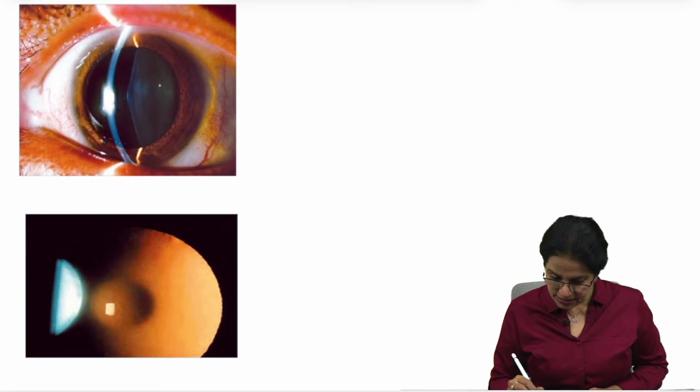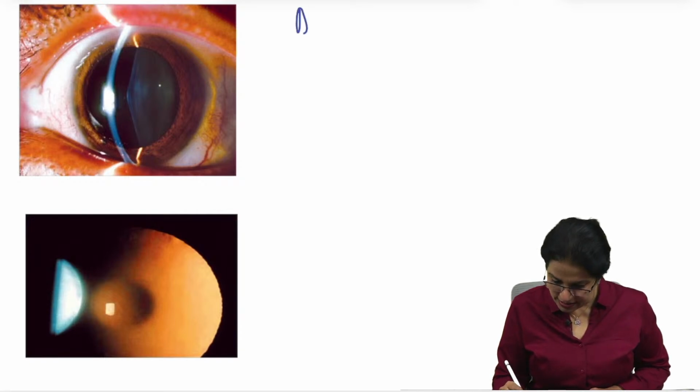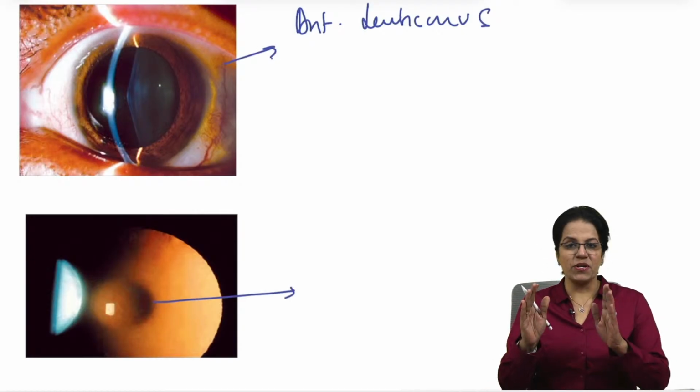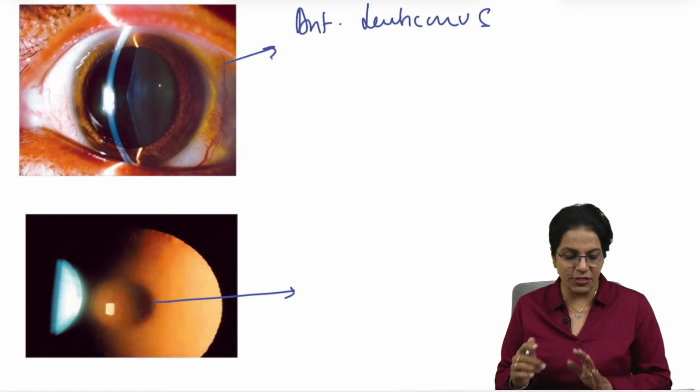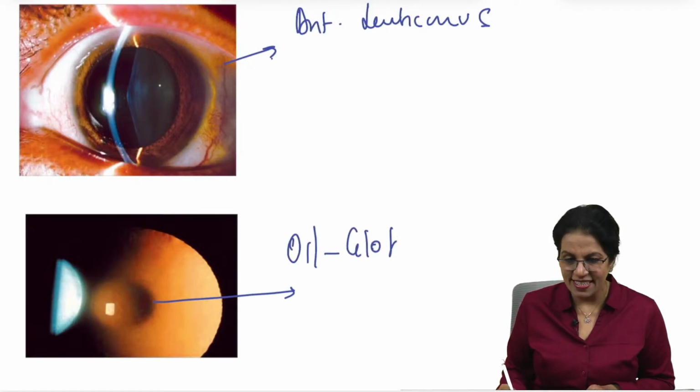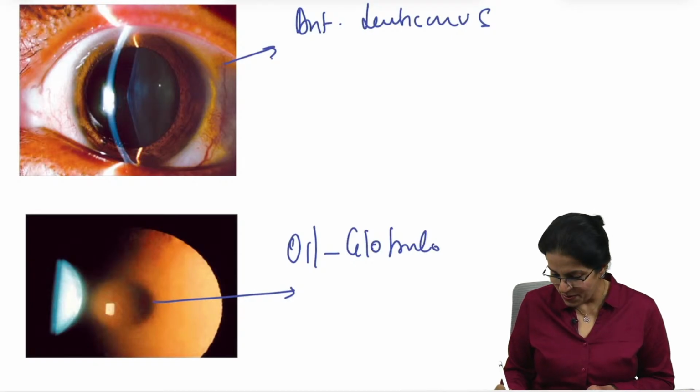Very good, Tavish. This is your anterior lenticonus. The diagnosis is correct. So anterior lenticonus is this one, and what do you see here? Because of anterior lenticonus, when you see this patient in retroillumination, what do I see? This is your oil globule reflex, isn't it? This is oil globule reflex.